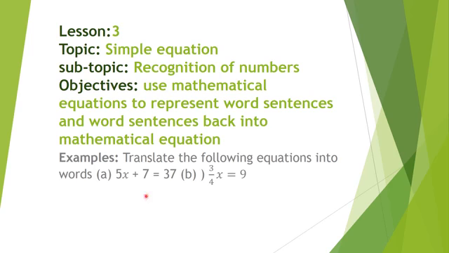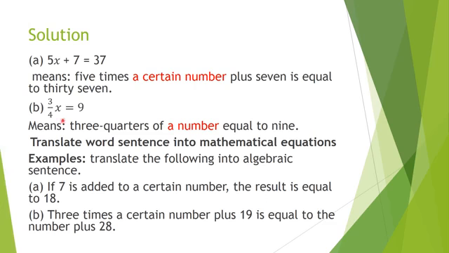To the next page. If I want to translate this, this is the solution to this question. This 5x plus 7 equal to 37 simply means 5 times a certain number. You will notice that a certain number is written in red. A certain number plus 7 is equal to 37. Now this certain number is talking about this very x that is here. So that's the answer to this equation.